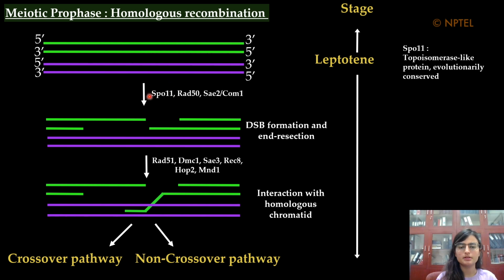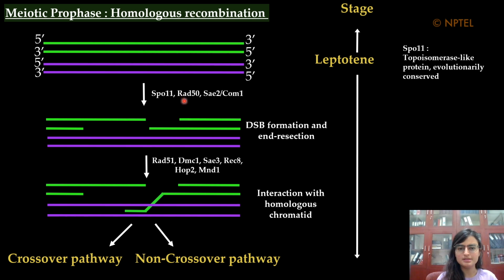Following the DNA double-strand break induced by SPO11, there is another set of proteins called SEA2 and COM1. Now SEA2 and COM1 actively inhibit another form of DNA repair mechanism called non-homologous end joining, such that now the repair of this damaged DNA, or the DNA wherein the double-strand break has been induced, occurs only using the homologous recombination mechanism rather than using the non-homologous end joining mechanism.